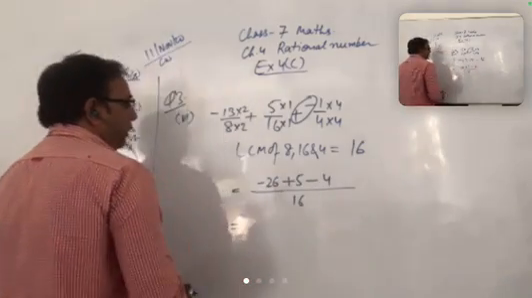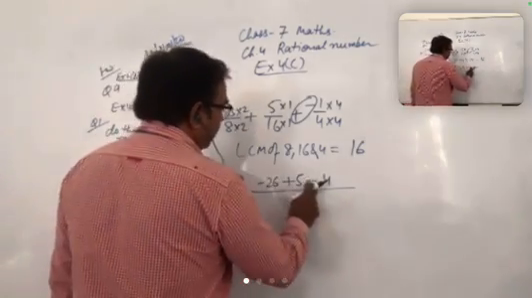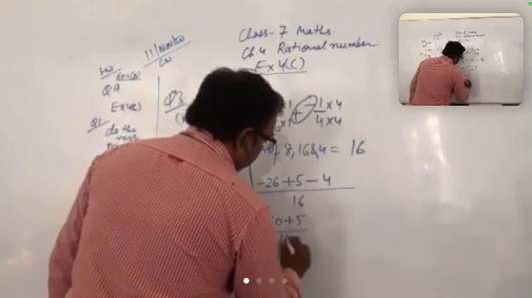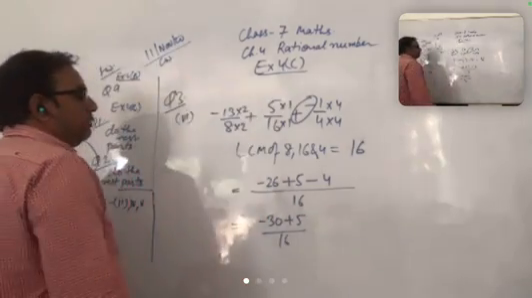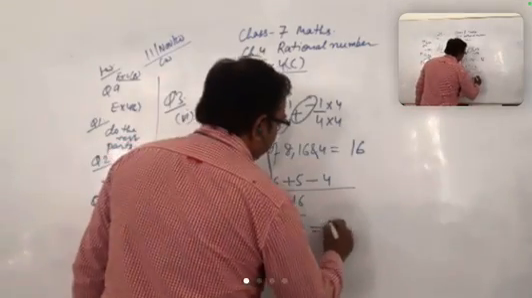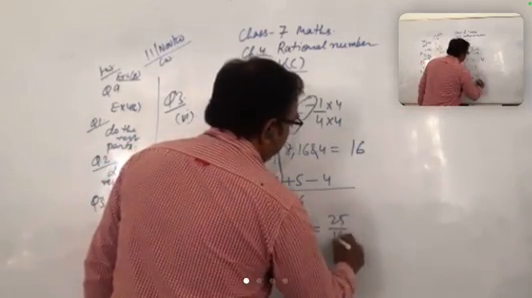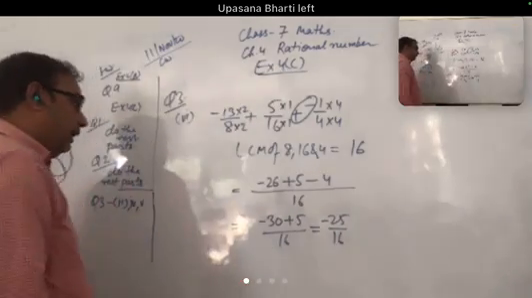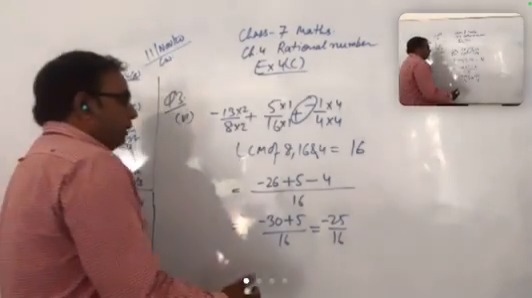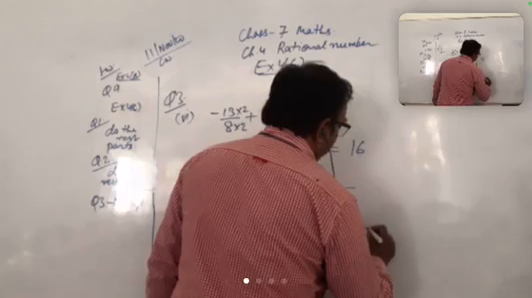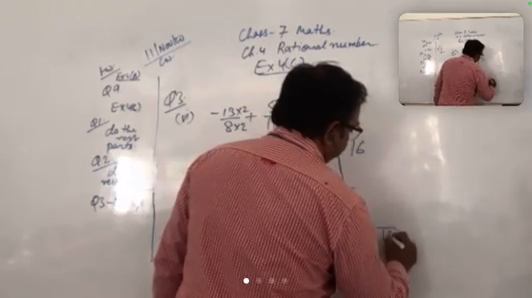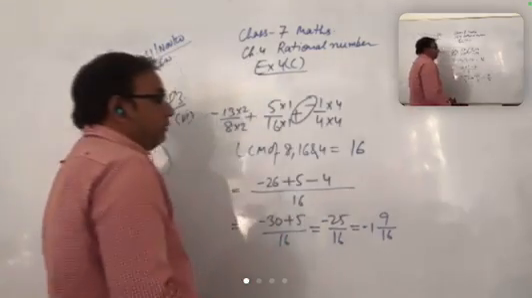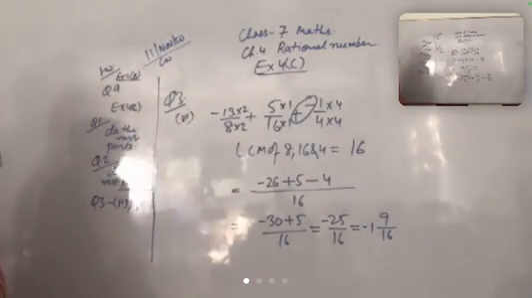First you solve according to BODMAS. So minus 26 minus 4 is minus 30 plus 5 upon 16. Now plus minus is minus, 30 minus 5 is 25 upon 16, and the bigger number is negative, so you have to put the minus sign here. Now you can change this into a mixed fraction also. So it will be minus 1, 9 upon 16.